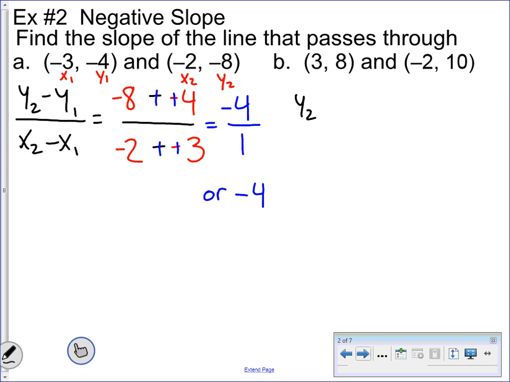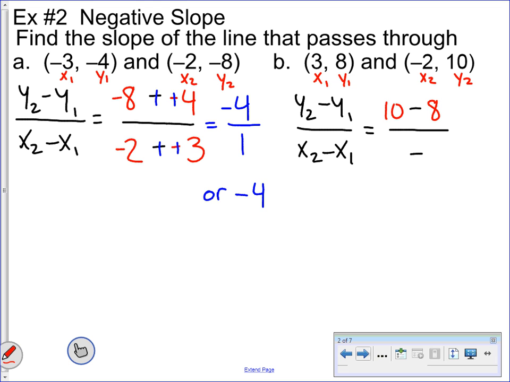If you'd like to try the other one, you should pause now while I write down the formula and identify my x1s and y1s. So y2 is 10, x1 is 8, or sorry, y1 is 8, x2 is negative 2, and x1 is 3. And we'll subtract. 10 minus 8 is 2. And negative 2 minus 3 is negative 5.